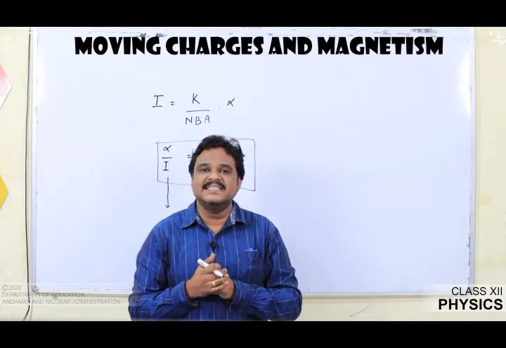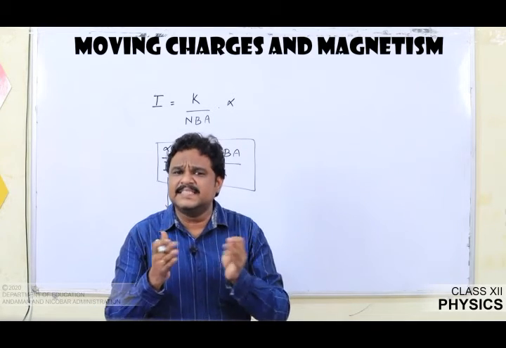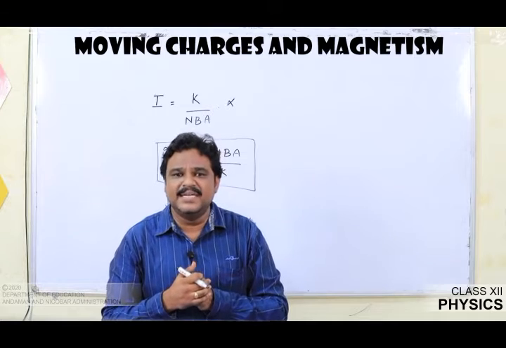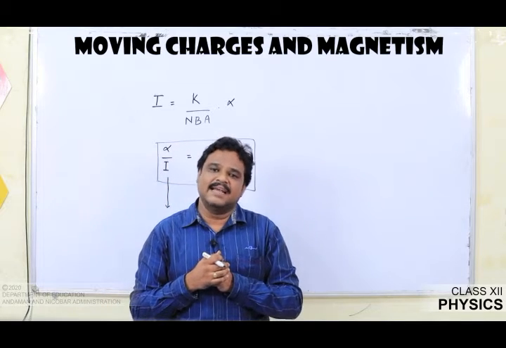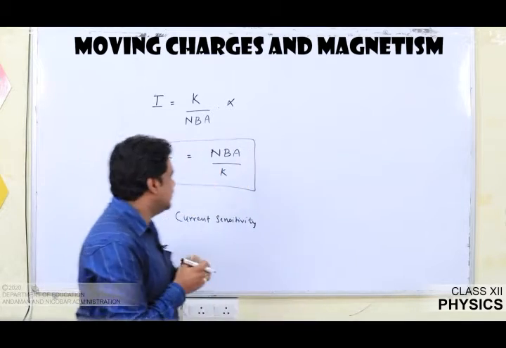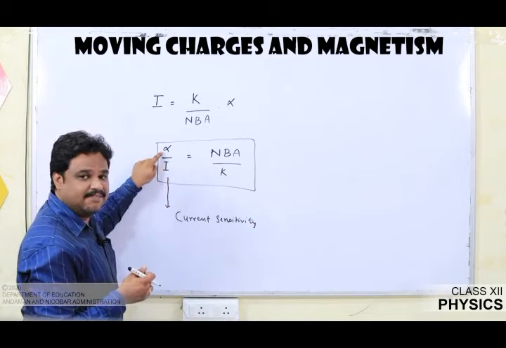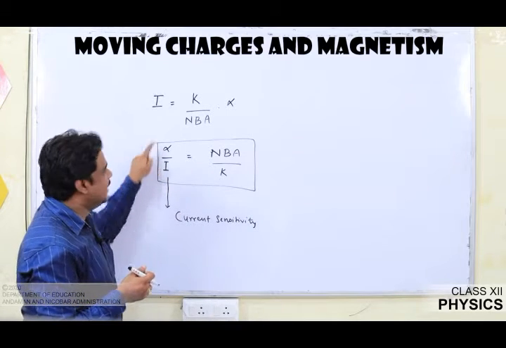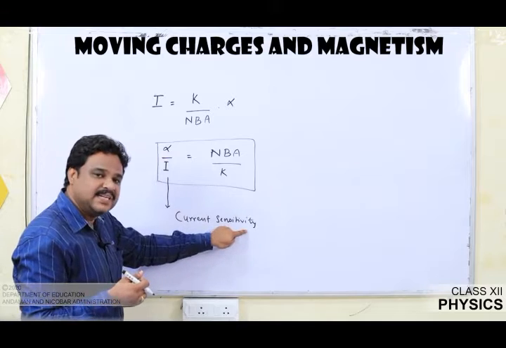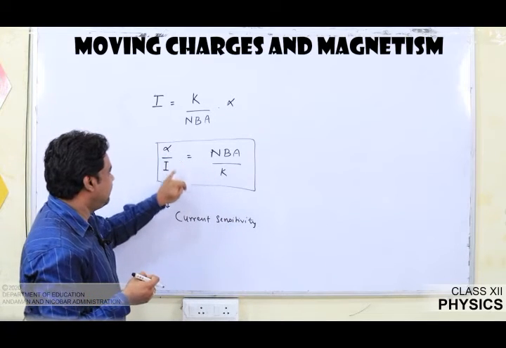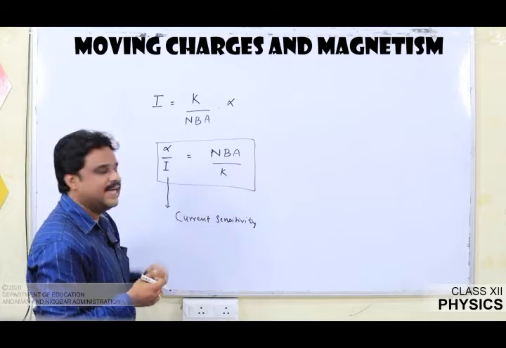So what about current sensitivity? It is the deflection produced when a unit current flows through the coil of the galvanometer. Mathematically it is alpha by I. Alpha is the deflection produced, I is the current flowing. Alpha by I is termed as current sensitivity. So mathematically alpha by I is NBA by K.